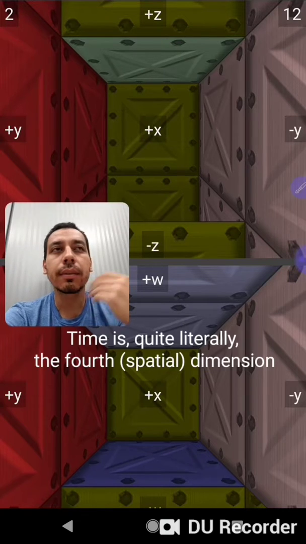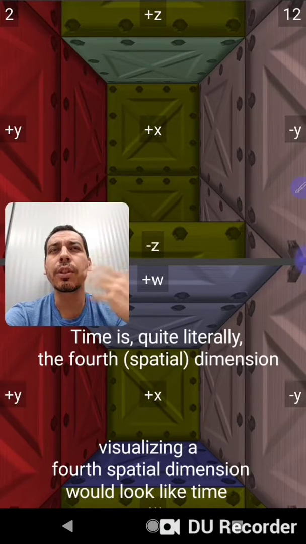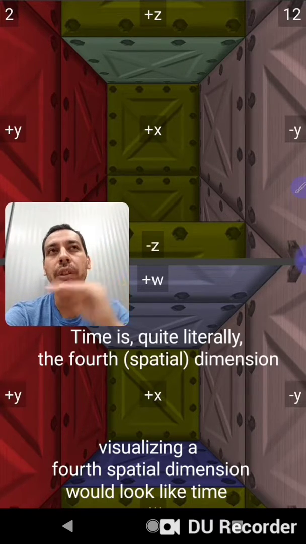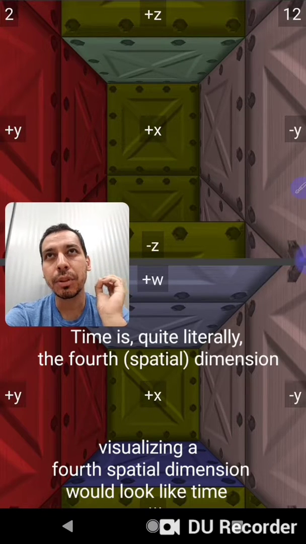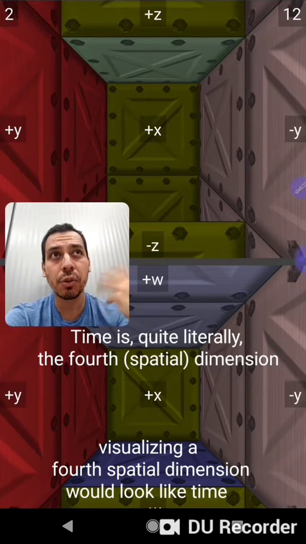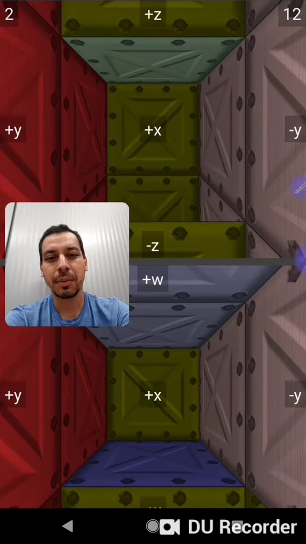And so, one tries to visualize what the fourth dimension would look like, the spatial fourth dimension. But if you actually put yourself in the place, it would just look like the passing of time. And the passing of time is traveling in the fourth dimension. But we're not satisfied with that, right?